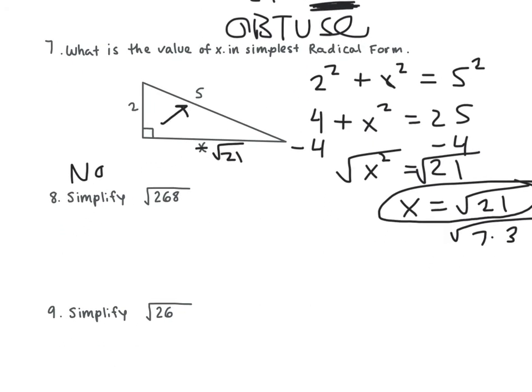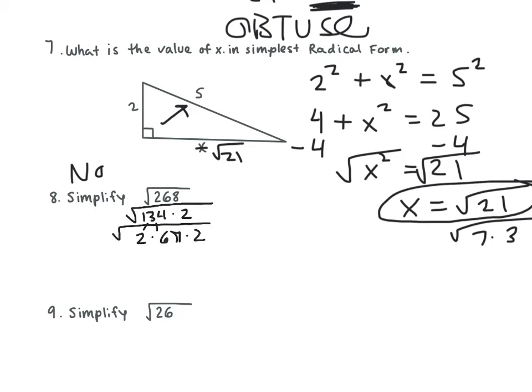Okay, number 8. Let's simplify the square root of 268. What comes out of 268? 134 and 2. 134 times 2. What comes out of 134? 4 and 67. 2 and 67. So we have 2 times 67 times 2.